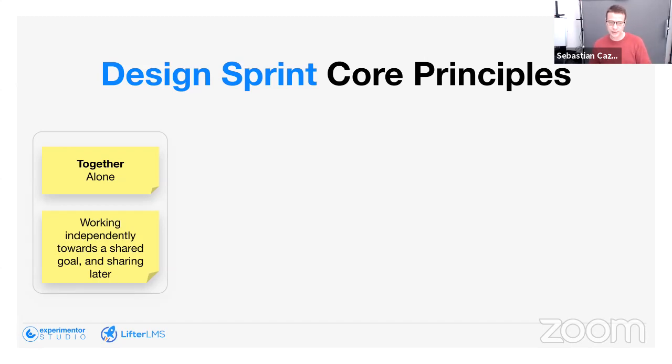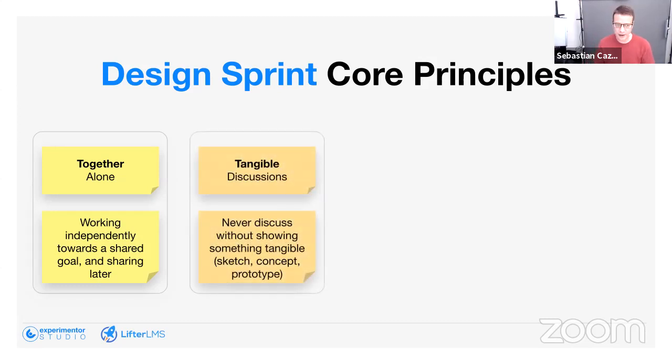and we share the results of our independent work later on. So we are not working at the same time on the same thing. We are taking our part of work aside, we are working on it, and then deliver the results back to the team. The second principle is called tangible discussions because we want to never discuss without showing something.